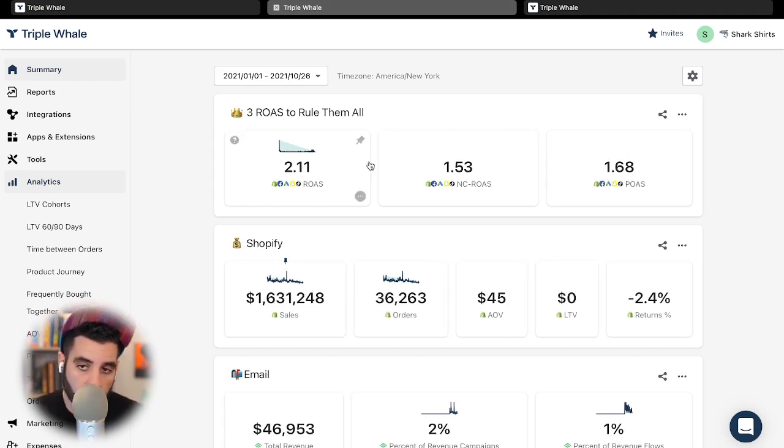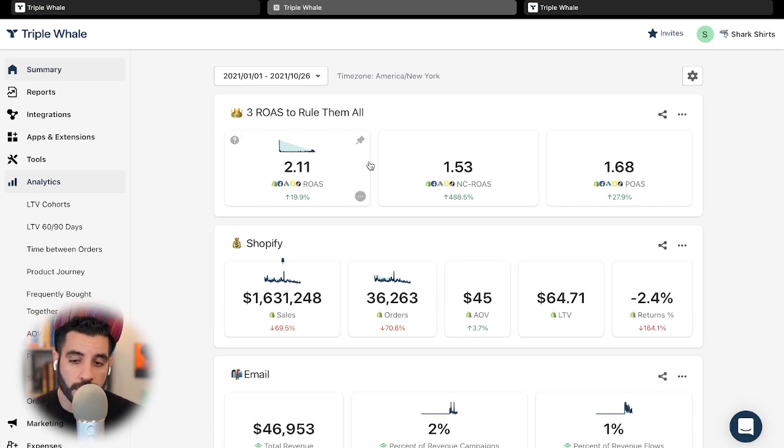But ultimately, you need to know the mean, median, and mode AOVs for the client. And you need to know what their 60, 90-day LTVs are. And those are going to be the 2 things that really drive the bus. And then from that, you can see how their paid media has performed using 3 ROAS to rule them all as a lens. So again, you can do all this analysis if you want.